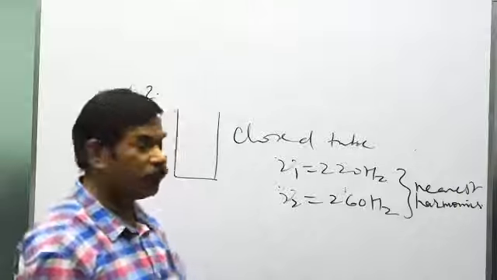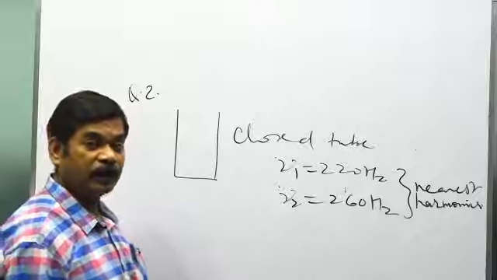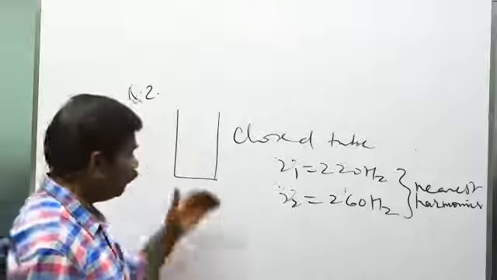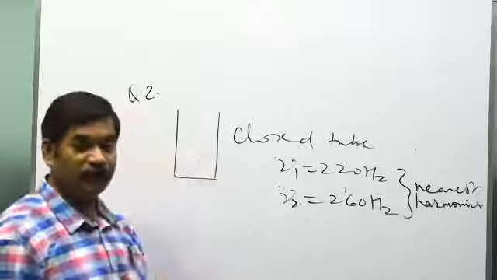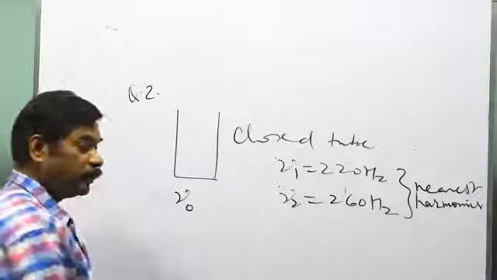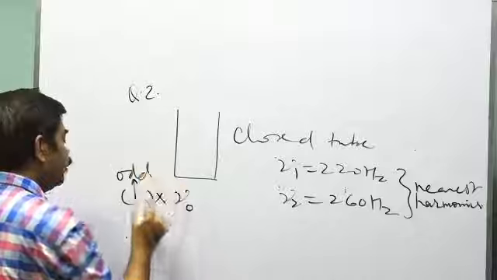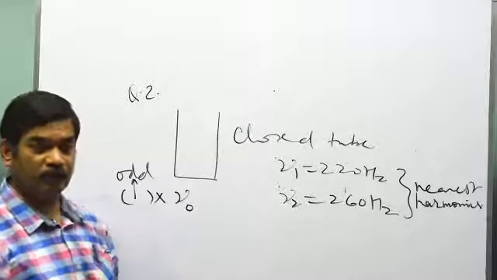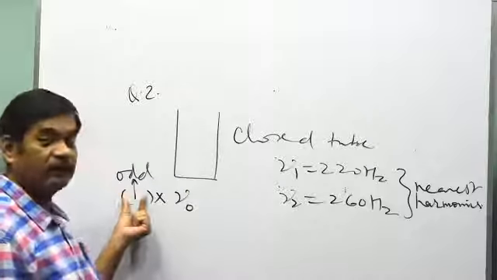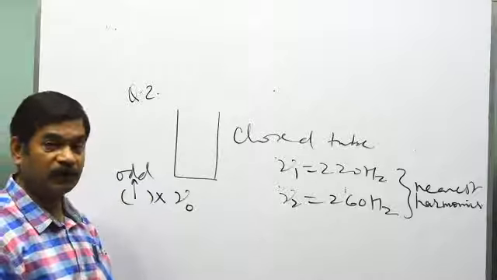Now see, what you know about the closed tube is that the harmonics are odd multiples of the fundamental frequency. Suppose the fundamental frequency is nu naught, then an odd number will be multiplied here and you'll get the different harmonics. Like if I multiply by 3, that will be the third harmonic. I multiply it with 5, that will be the fifth harmonic.